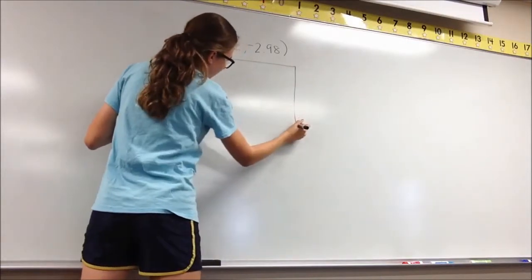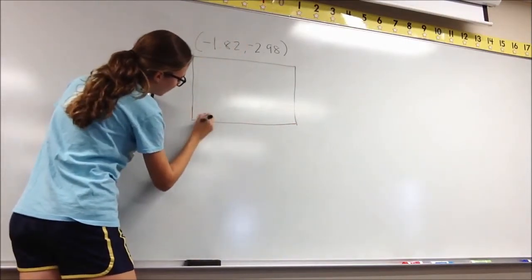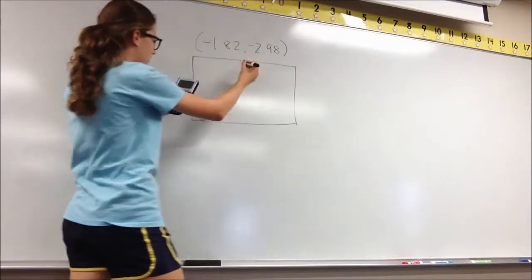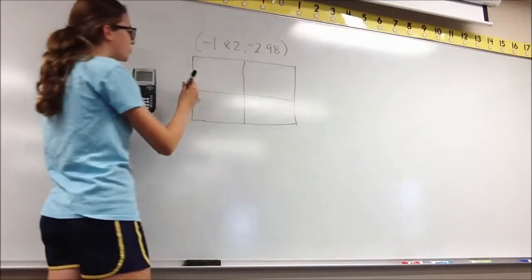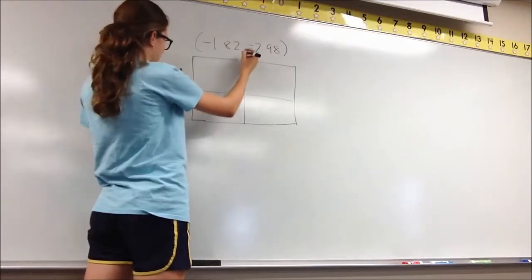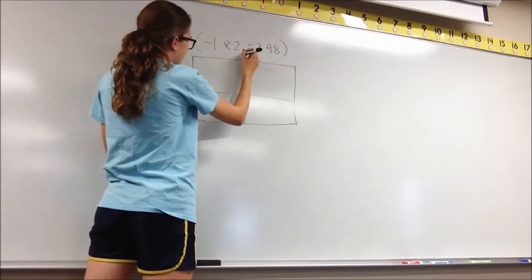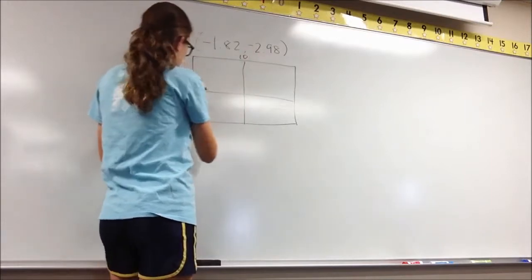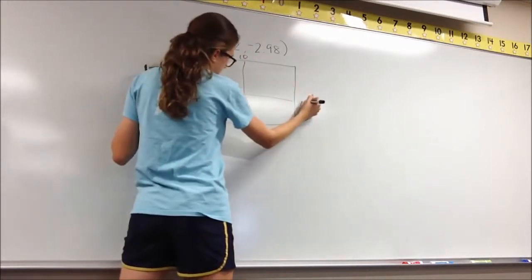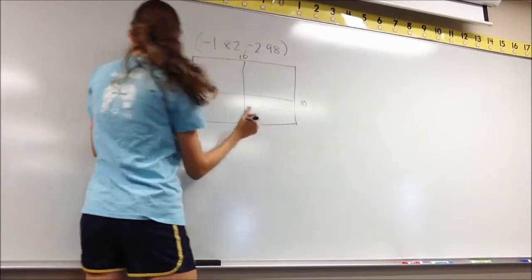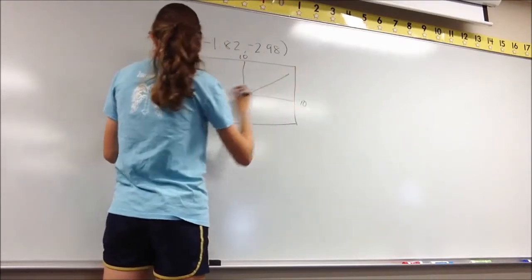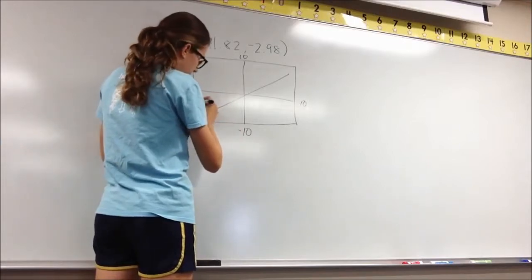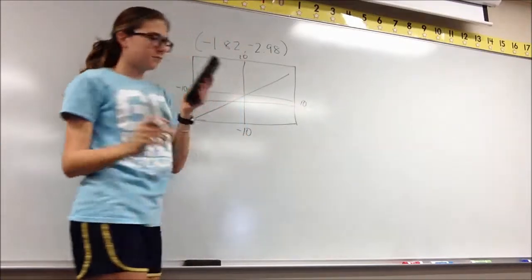So you draw the box, and then you draw the graph, and be sure that you have your windows labeled. So our windows were all going by 10, so 10, negative 10, 10, negative 10, and that's our graph.